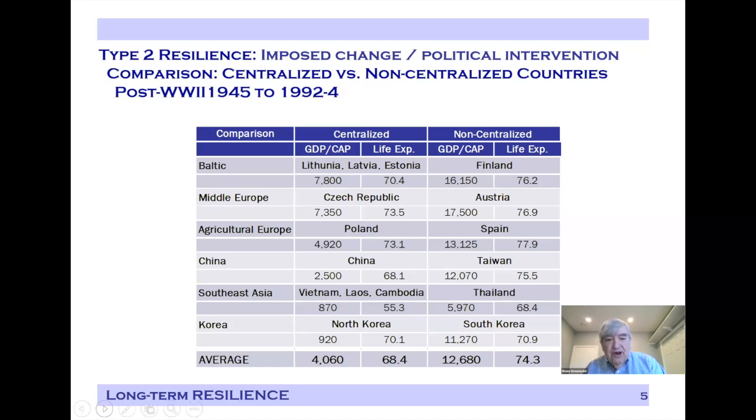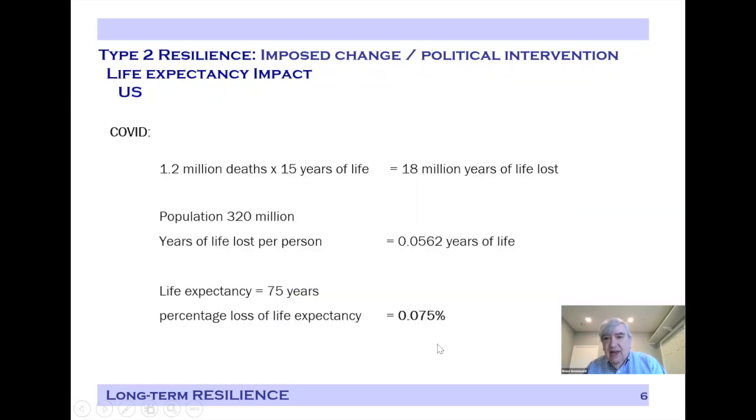What I'd like to do, though, is compare these costs, which are 7-8% differences in life expectancy and massive differences in standard of living, to what you see in a traditional type 1 situation, which is COVID. So these are US data. There are about now 1.2 million COVID deaths. They tend to be old, sick people, but let's just assume it's 15 years of life that is lost in each case. So you're talking about 18 million years of life lost.